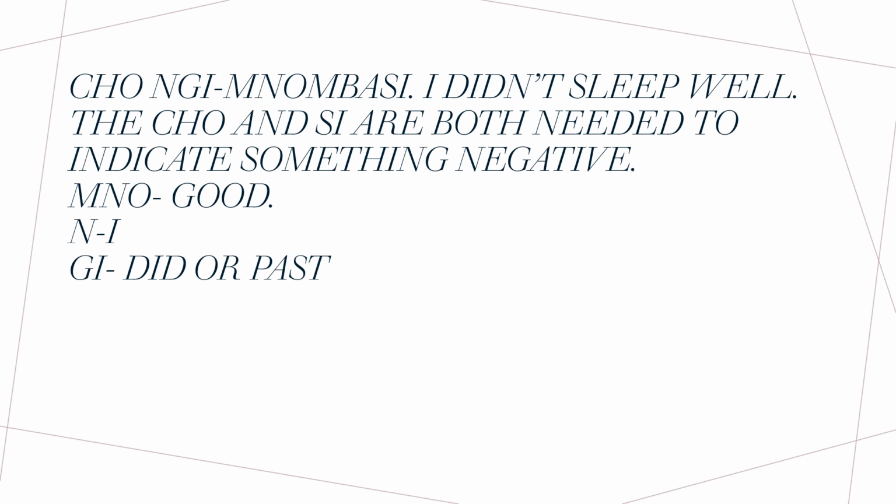And then mano is good. The in on there, on the front, that is I. That's the I form, first person. The gi is telling you again it happened in the past. It's not happening in the present or in the future. So it's like chon, you flow into that in, and then the gi flows into the im, gimnombasi. Chon gimnombasi. I didn't sleep well.